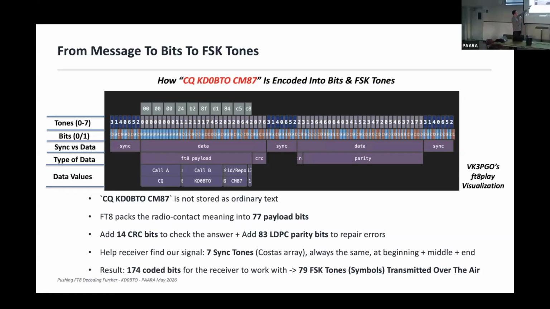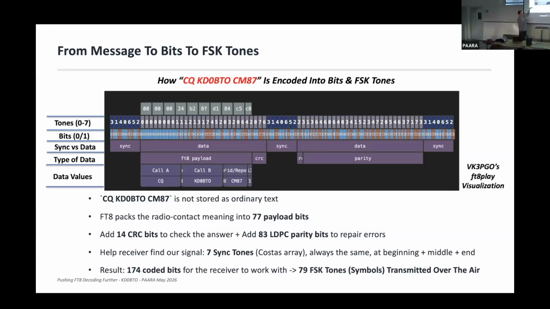And there's 8 tones, and you can convert each tone into 3 binary bits, and then there's a 77-bit payload, like I mentioned. And then I talked about these other things like error correction and CRC. So CRC is for detecting errors, and error correction is for actually fixing them. They play complementary but important roles. And so at the very beginning, there's these tones, 3140652.